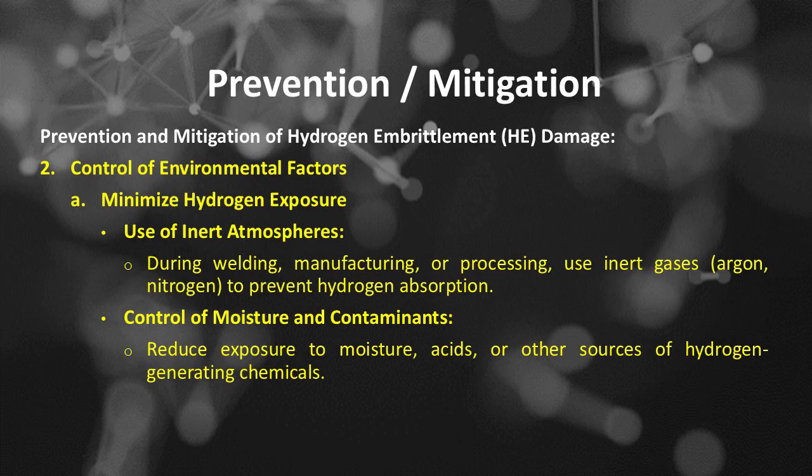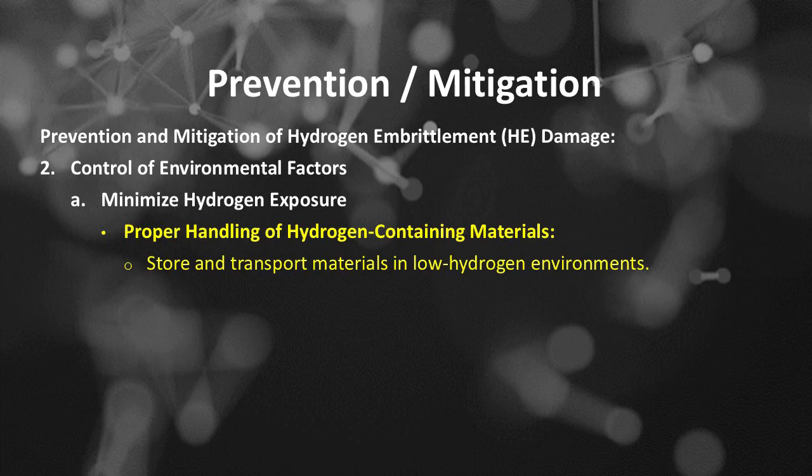Number 2 is control of environmental factors, includes, number A, minimize hydrogen exposure. The first of it is by use of inert atmospheres. During welding, manufacturing, or processing, use inert gases, argon, nitrogen, to prevent hydrogen absorption. The second of minimize hydrogen exposure is control of moisture and contaminants. Reduce exposure to moisture, acids, or other sources of hydrogen-generating chemicals. The third of minimize hydrogen exposure is proper handling of hydrogen-containing materials. Store and transport materials in low hydrogen environments.